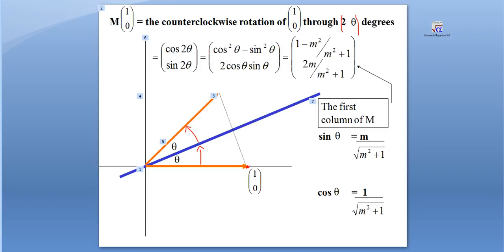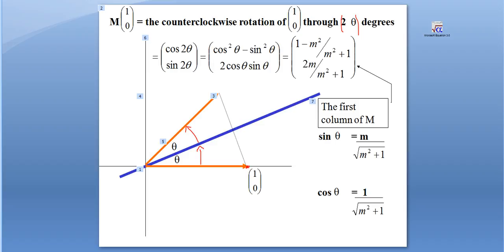Okay, so for (1, 0), we will rotate using the cosine of 2 theta and the sine of 2 theta. Okay, so this is the double angle. This is really easy, right? Cosine of 2 theta is cosine squared minus sine squared, and sine of 2 theta will be 2 cosine of theta sine of theta.